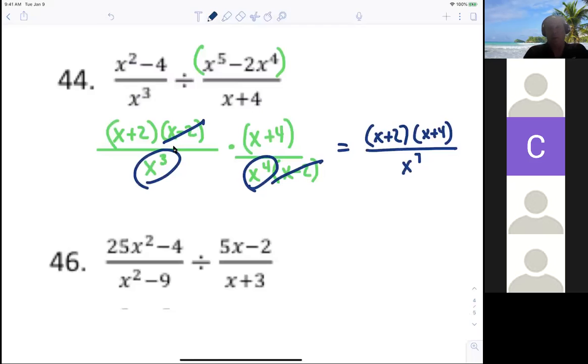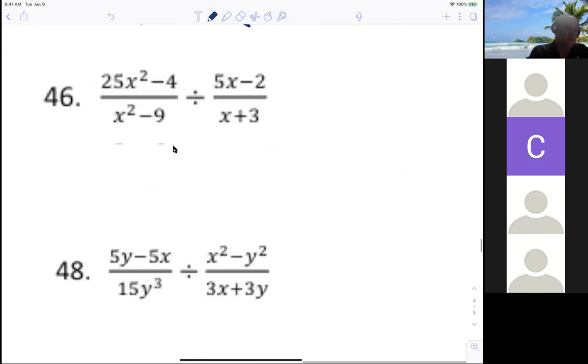I still say if you can factor, hopefully you're agreeing with me, this is easy. If you can't factor, this is impossible, okay? So hopefully everybody's good, all right? 46, here we go.